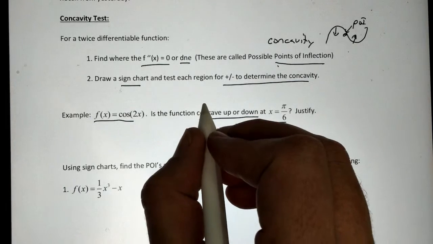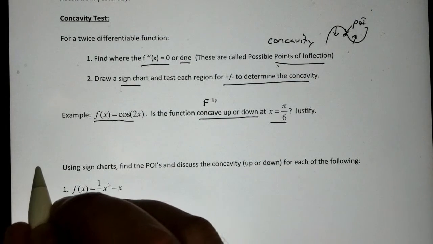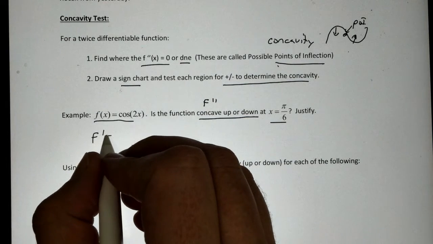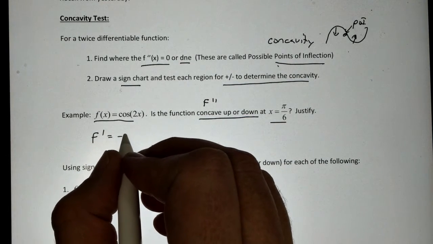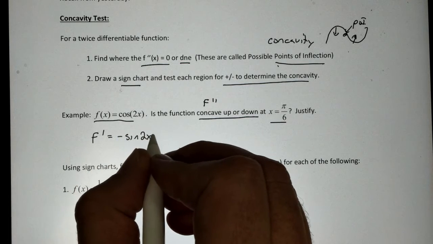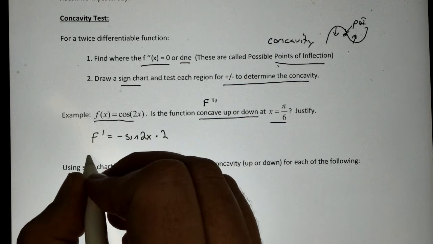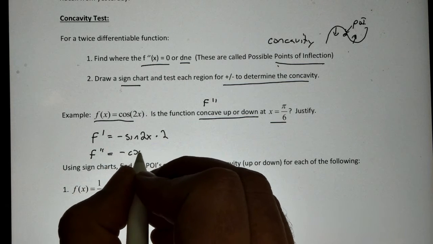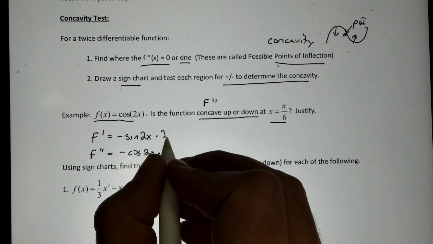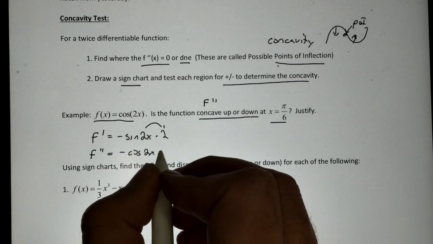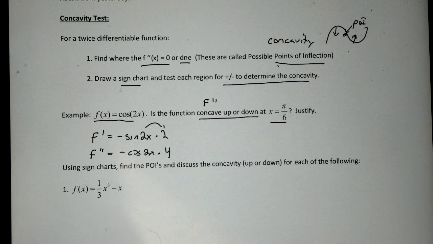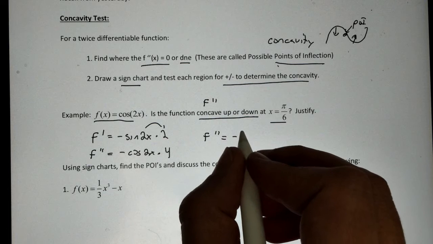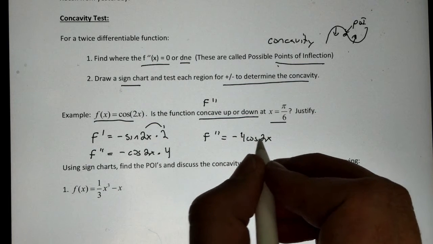Well, anytime we talk about concavity, we need our second derivative, and I can do that really quickly here. If we take our first derivative, that's going to give us negative sine of 2x times 2. Don't forget your chain rule. Taking the second derivative, we're going to get negative cosine 2x, and when I multiply by 2 again, I get 4. So my second derivative would be negative 4 cosine of 2x.